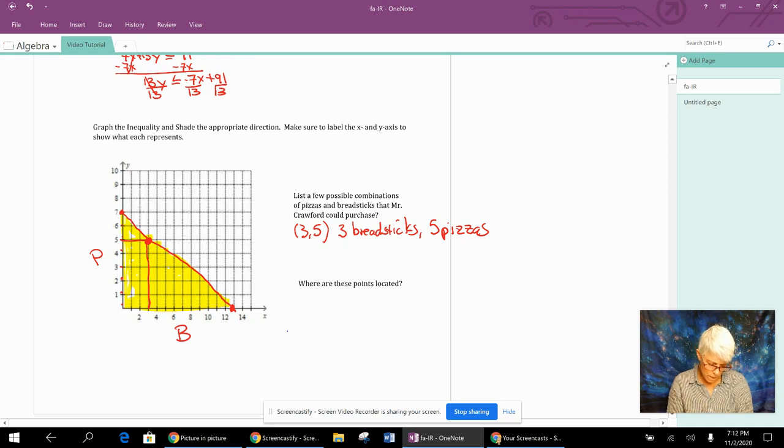And then I can pick another point. I could pick 9. And I know it doesn't look really good. It should be right on the 2. And that would be 9, 2. That would be 9 breadsticks and 2 pizzas. So the question says, where are the points located that signify what I can actually purchase? And it's in the shaded area.